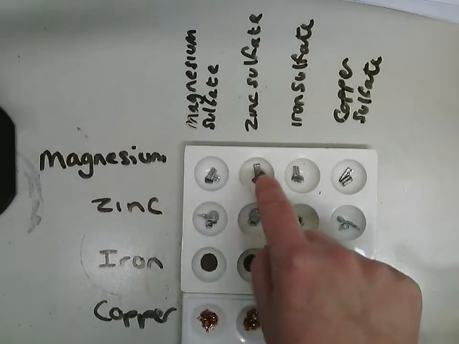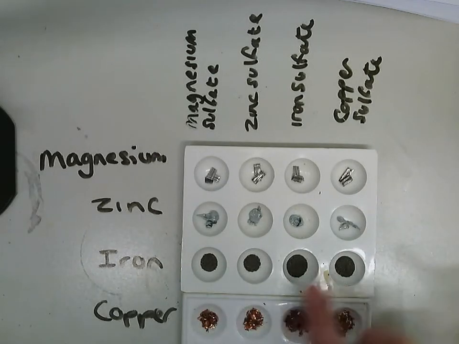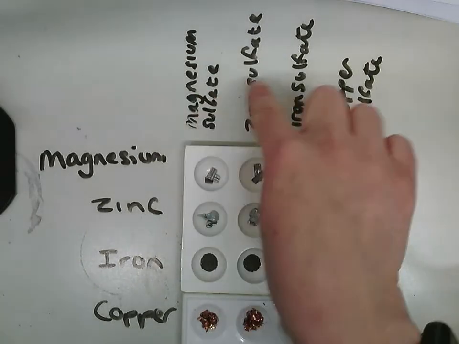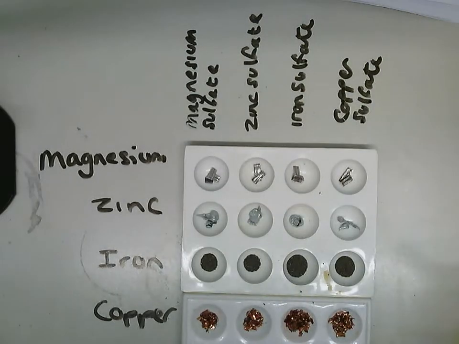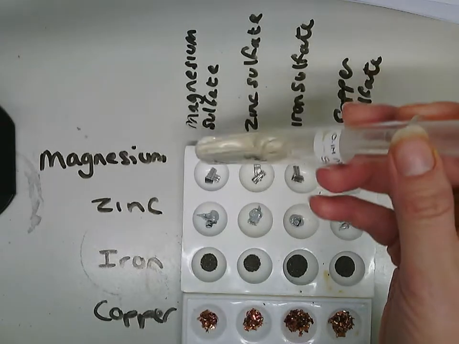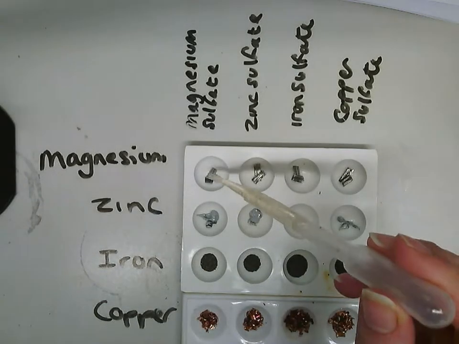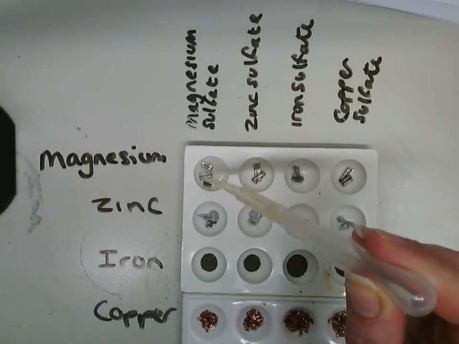So in here I've got all these little bits of magnesium, these little pieces of zinc, these are little bits of iron, and this is copper here. And this is what I'm going to add. So our solutions. So this one is magnesium sulfate. So I'll go down and we'll see which ones react. So first one, we've got magnesium sulfate with magnesium.